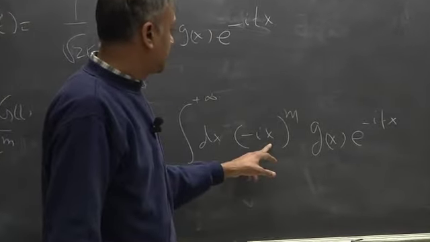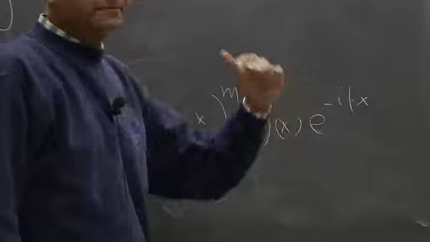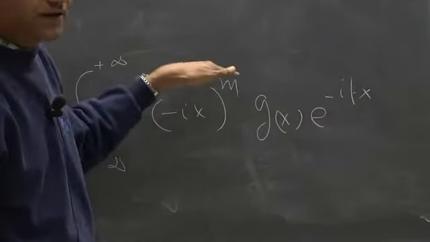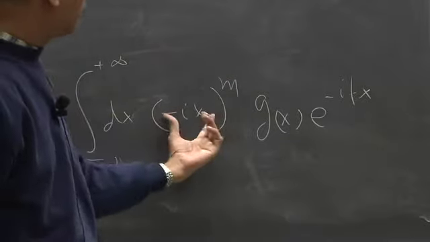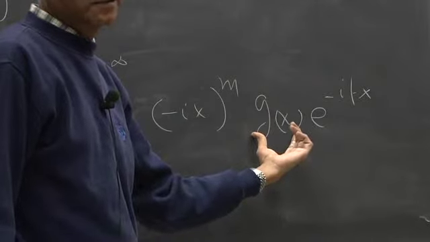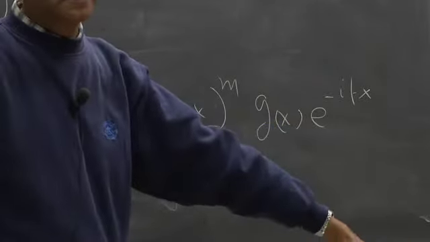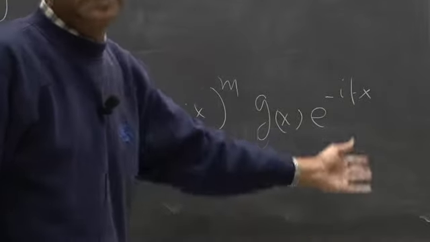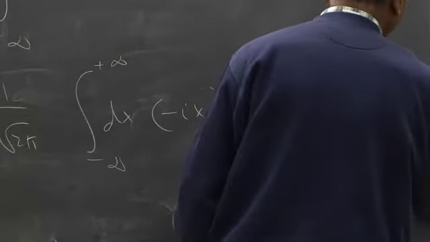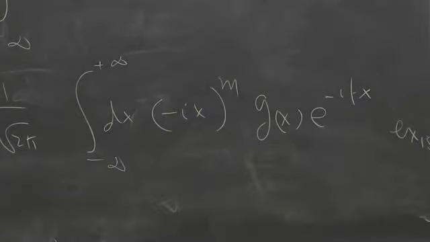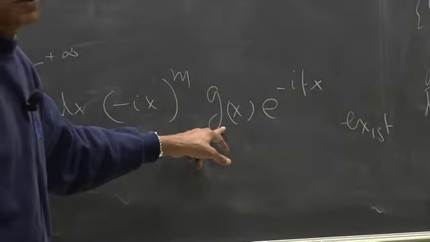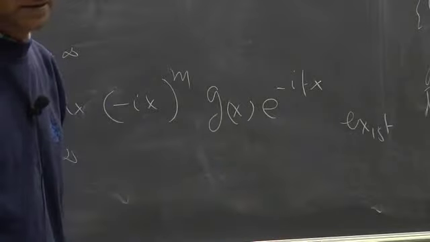Why? Because the only possible problem could happen as x goes to infinity. Now that you are increasing the powers of x here, this will blow up as x goes to infinity, right? However, this is a good function. The good function is suppressed faster than any power of x. So this integral always exists. This is where we are really using the fact that g of x goes to 0 faster than any power of 1 over x.